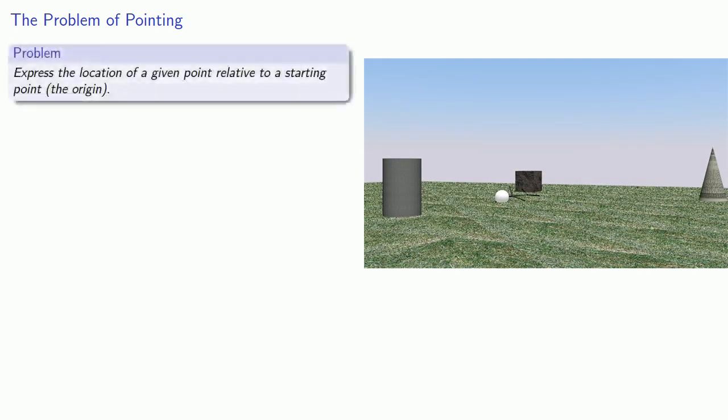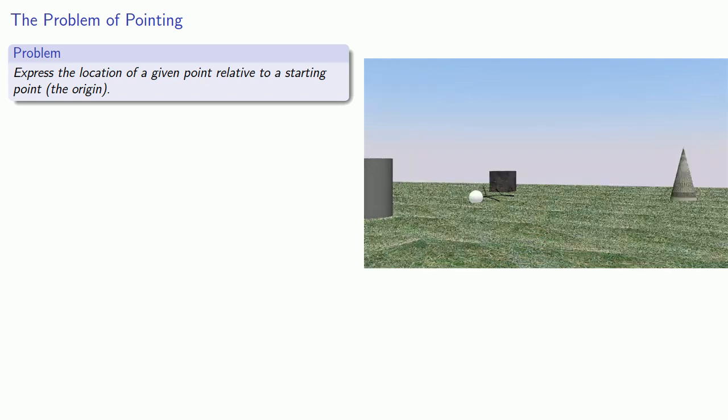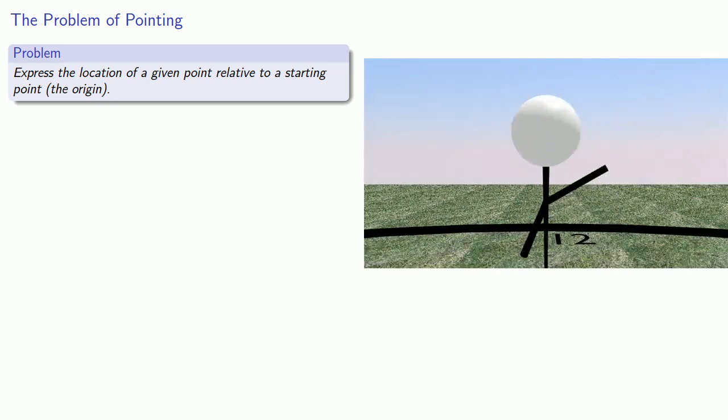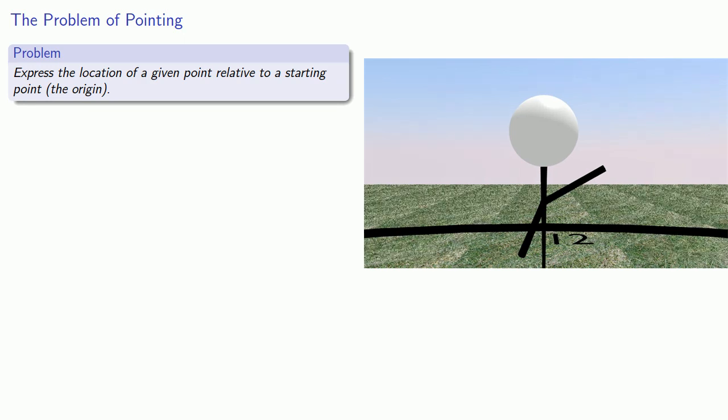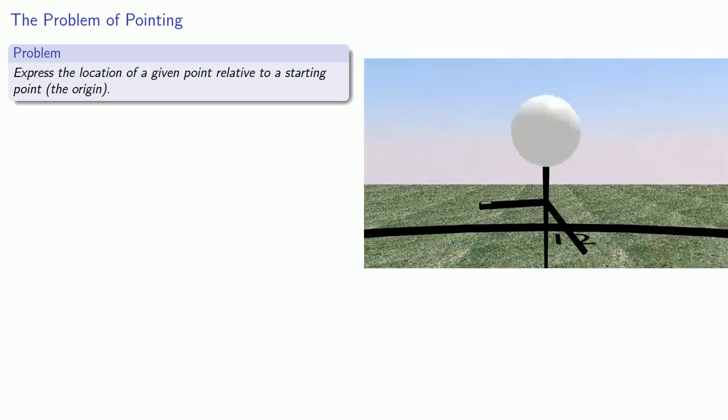So every coordinate system is an attempt to solve the problem of expressing the location of a given point relative to a starting point, which is called the origin. One way to resolve this problem is to imagine that you're standing at the center of a clock, and the direction that you're facing is the 12 o'clock position on the clock. You can then describe the direction to an object by reference to the clock time.